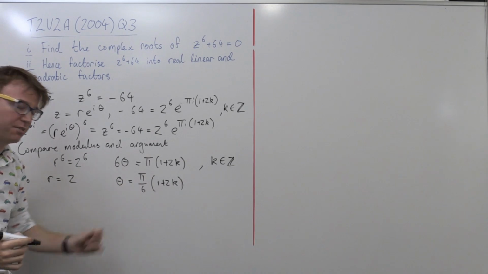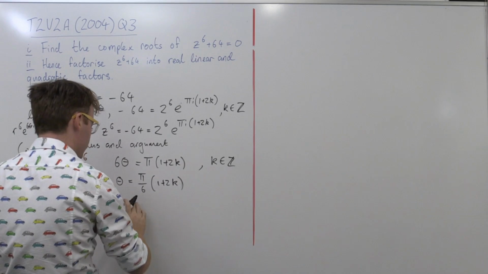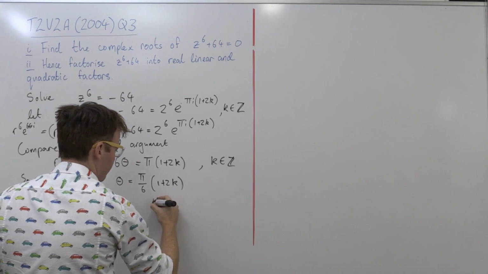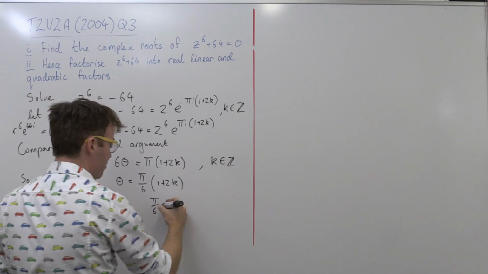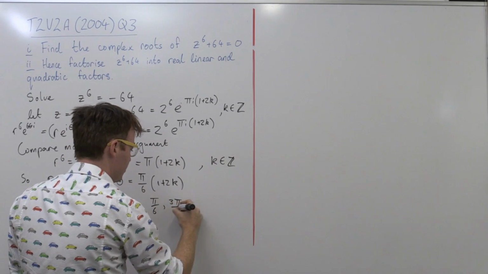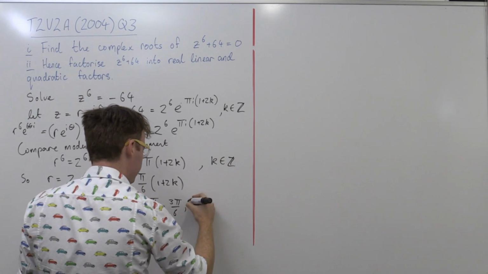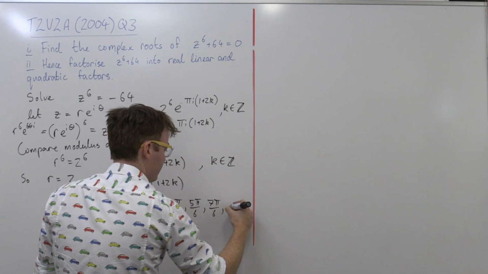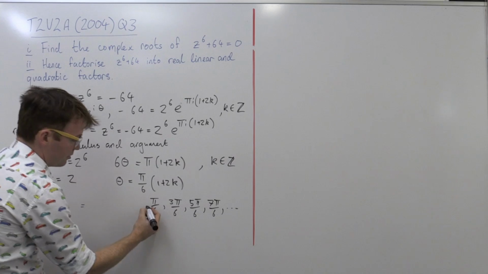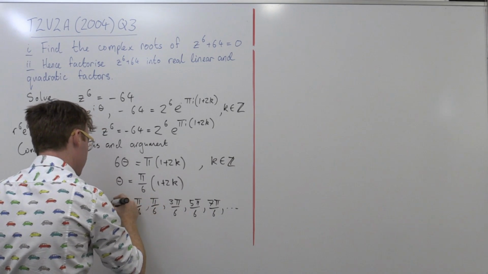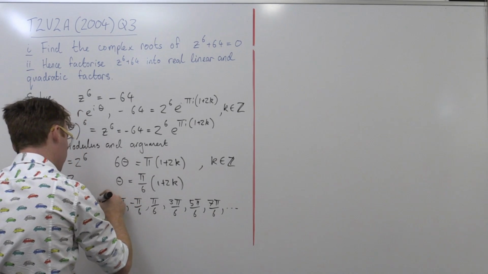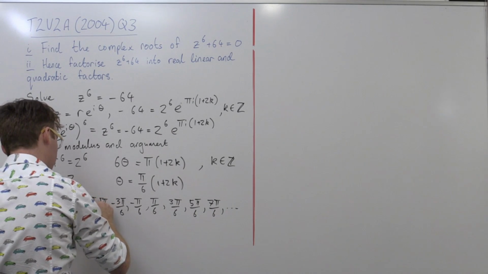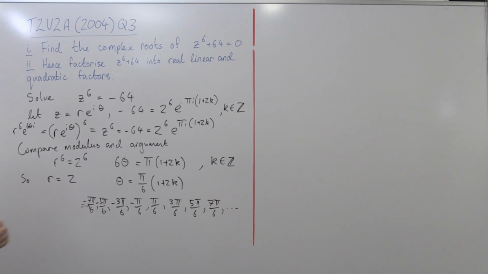This gives me lots of different values of theta, and I'm going to write down a few of them. So some examples might be pi on 6 when k is equal to 0. I'll also get 3 pi on 6 when k is equal to 1. 5 pi on 6. 7 pi on 6. And a few others, lots of others. I'll also get some negative values of k, so I get negative pi on 6, negative 3 pi on 6, negative 5 pi on 6, negative 7 pi on 6, and perhaps others still. Lots and lots of possible values of theta here.